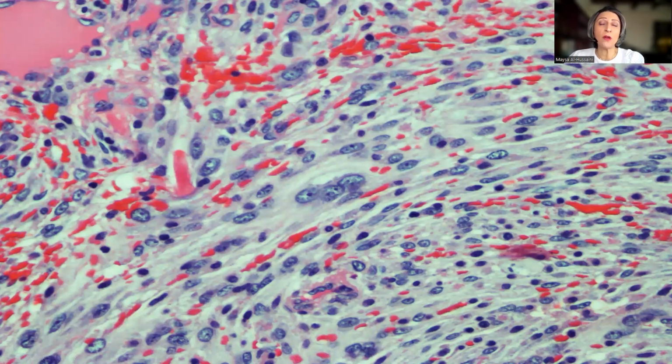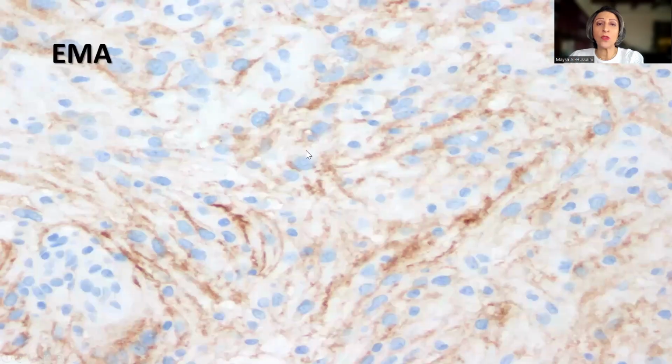We look for other features like the sheety growth pattern, the prominent nucleoli, necrosis, a small cell type. If 3 out of these features are present, we can assign a case as atypical meningioma. However, pleomorphism is not one of those features. Now, I'll be talking about the other features of atypical meningioma while we proceed with the presentation.